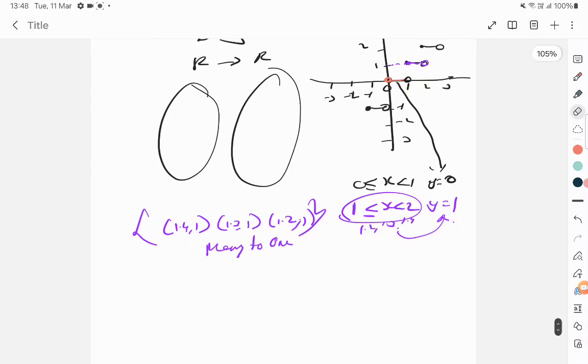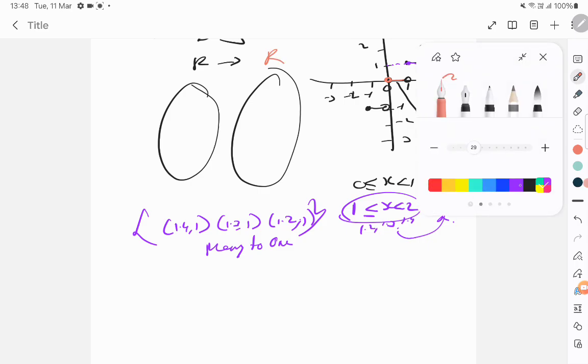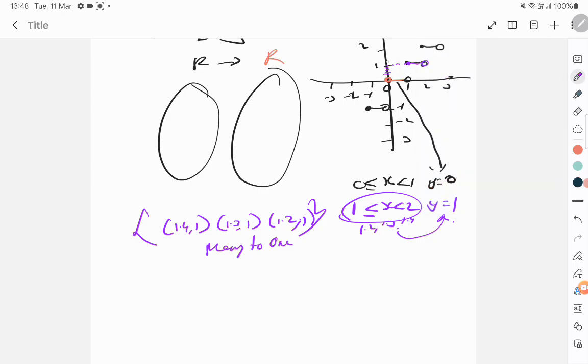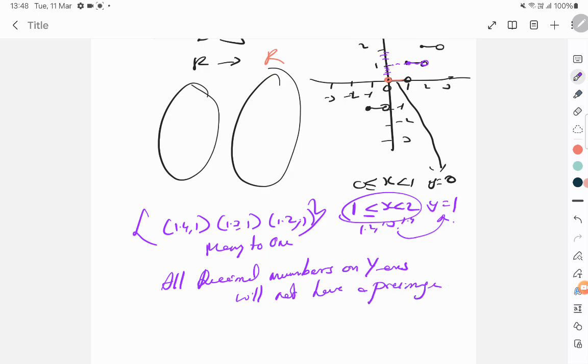And what about onto? It's definitely not onto. Why? This is real numbers, right? These are real number to real number. So what about these points in between? These small decimal numbers on the y-axis will not have a pre-image. So it's not onto, basically because this talks about real number to real number. If it was integer to integer, it can be 1 to 1 here, okay? And it can also be onto. I hope you understood this part.